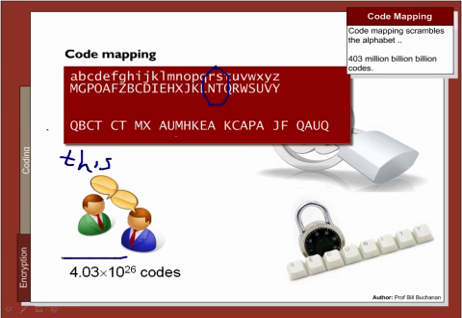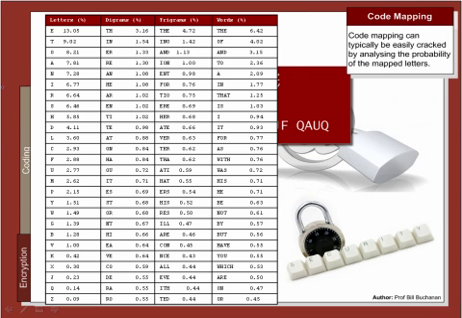And the advantage with this is that we now have 4 and 26 zeros, so it's 403 million billion codes. So it looks as if this is a fairly secure coding system. Unfortunately, the English alphabet has a varying probability for each of the letters. For example, an E is the most probable, and in UK English, a Z is the least probable.